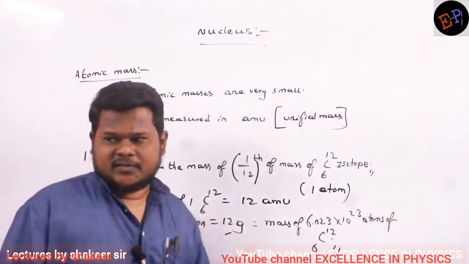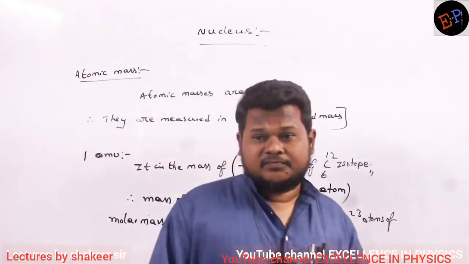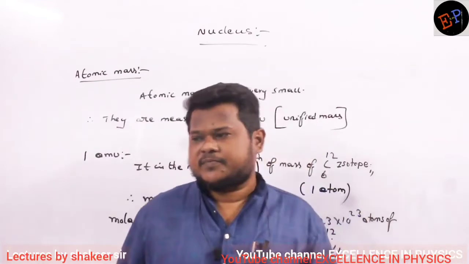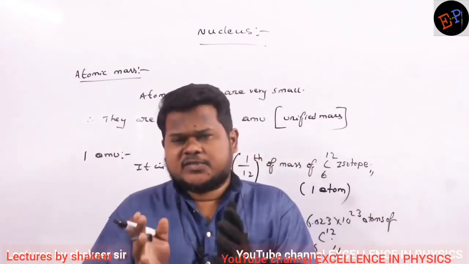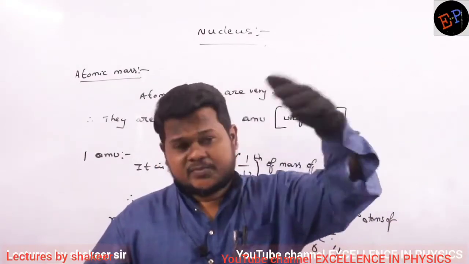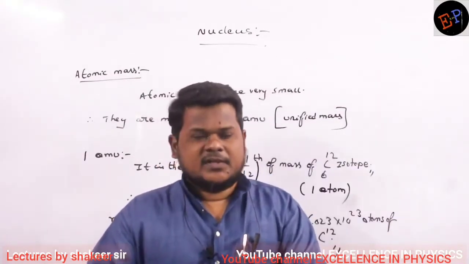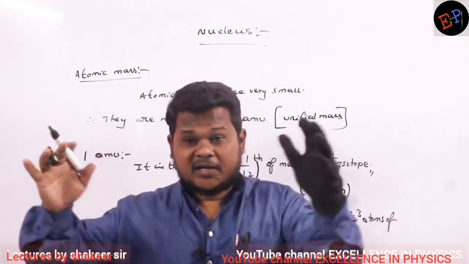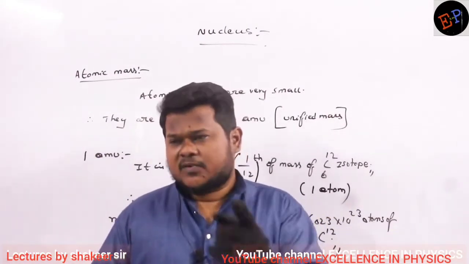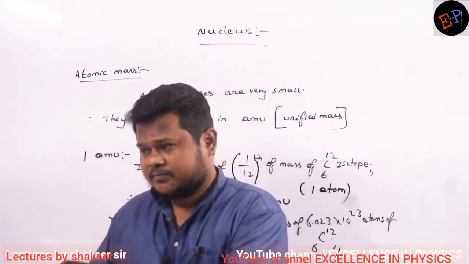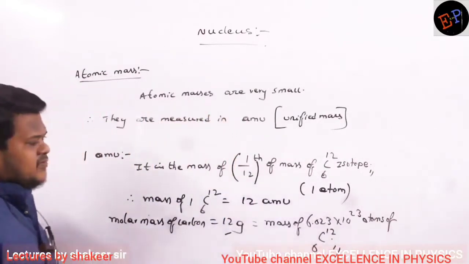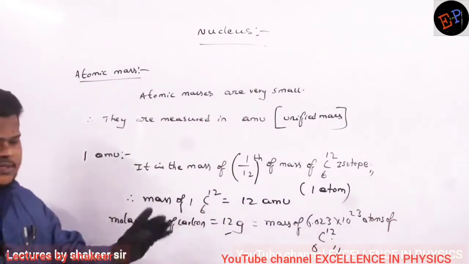For example, if you take oxygen, what is the molar mass of oxygen? 16 grams. What is meant by 16 grams? You take the mass of 6.023 into 10 power 23 atoms of oxygen. Are you able to understand, ma? అన్ని atoms తీసుకుంటే వాటి మొత్తం mass will be how much? It will be 16 grams. Then what is the mass of a single oxygen atom? 16 AMU. That's it. That is the difference between AMUs and representation in grams.